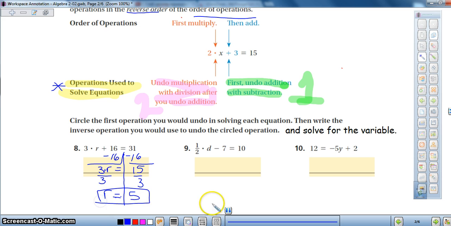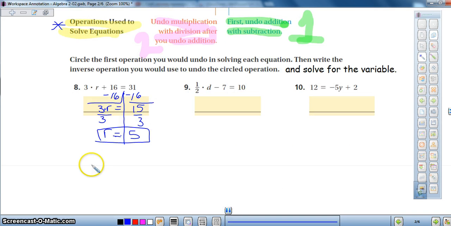Remember, anytime you solve an equation, you can always check your solution. How would you check your solution? Remember to check, and anytime you're solving equations, you should be doing this. You are replacing the r in your original equation with 5. So 3 times 5 plus 16, and we're trying to check, does that really equal 31? In this case, 15 plus 16 does equal 31, and it checks.